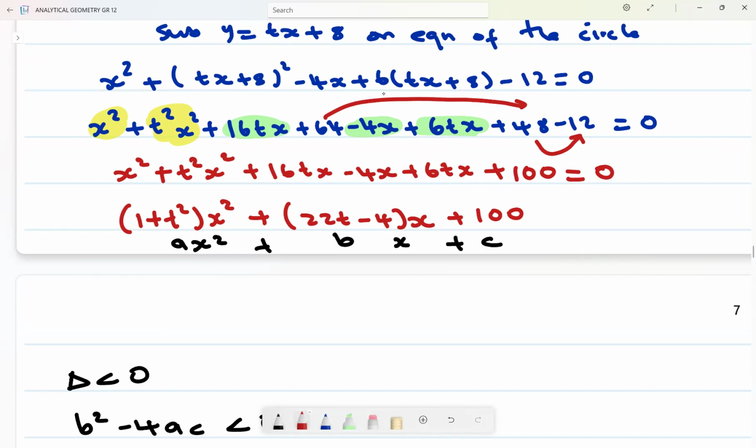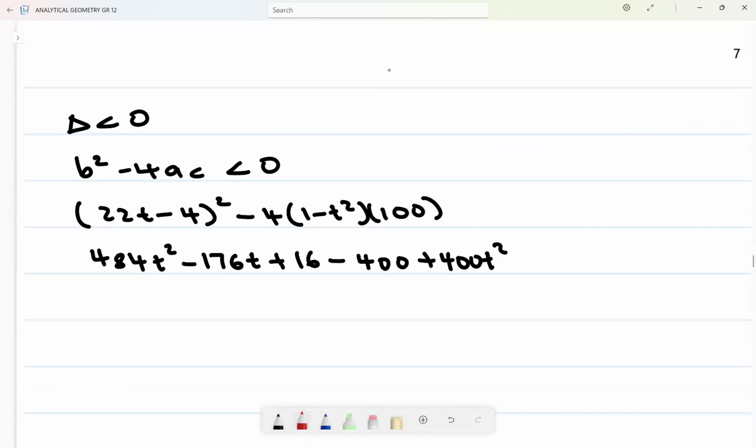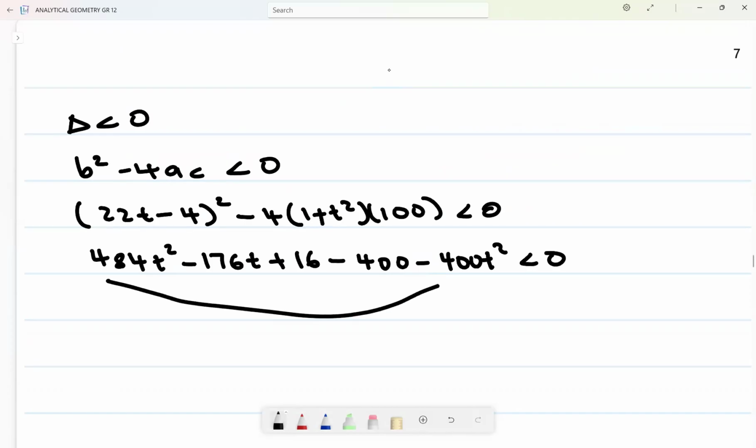22. Okay, I think this one is fine. 2 minus 4, it's fine. So it means here it's just plus again, so it's going to become negative here. Then this one minus that one is just 84, I guess. 84t squared minus 176t minus 384. And then I can divide by 4.